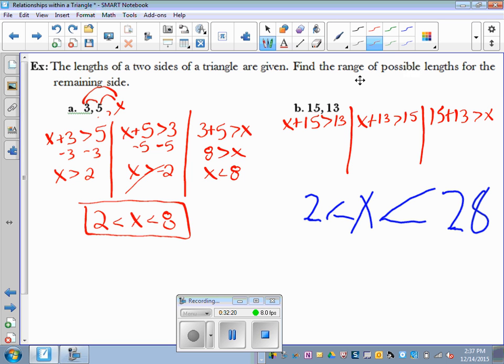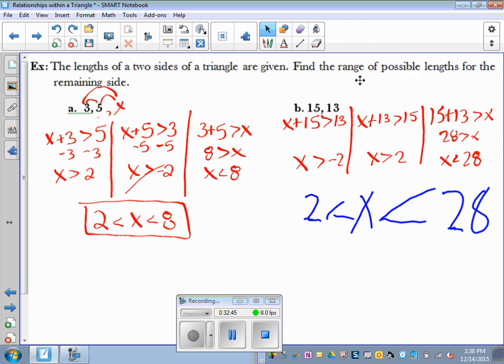That allows you to get these results here: x must be greater than -2, x must be greater than 2, and x must be less than 28, so 28 is greater than x, x is less than 28. So we combine it together to get 2 is less than x, which is less than 28.